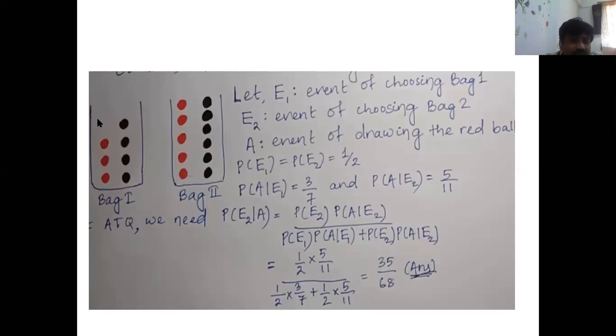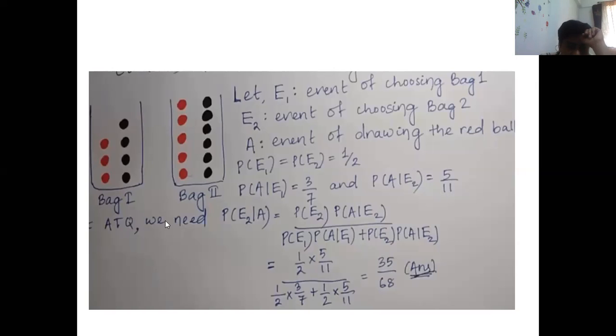Why 3 by 7? Because it is from bag 1, right? So in bag 1, total red balls are 3, and total balls are 7. Right? So probability of A by E1 will come 3 by 7, and probability of A by E2 will come 5 by 11. Now we'll see that E2 is the event of choosing bag 2, that is already occurred, meaning we are selecting from bag 2. What we are selecting is the event of drawing a red ball. So total 11 balls are there and 5 are red, so 5 red out of a total of 11.